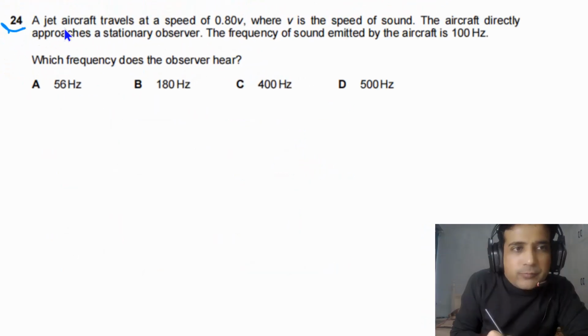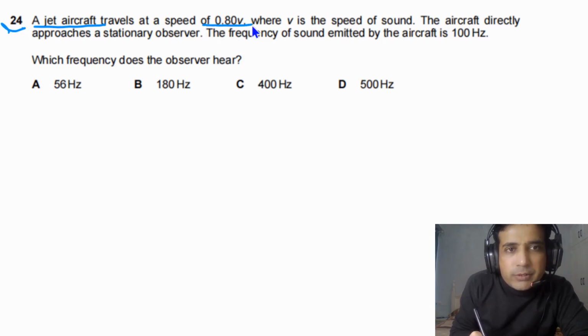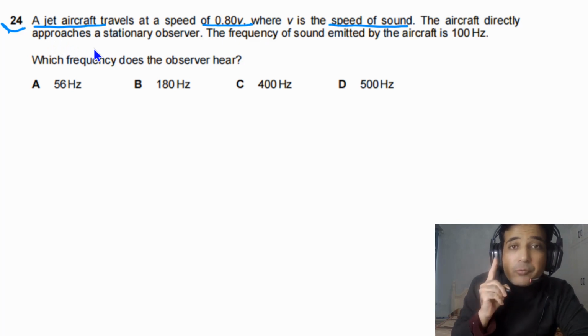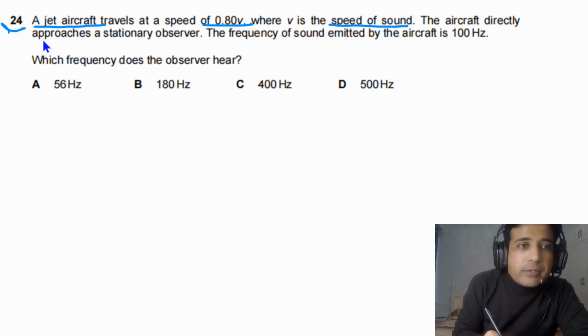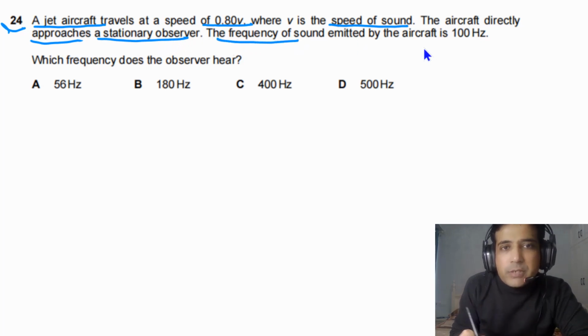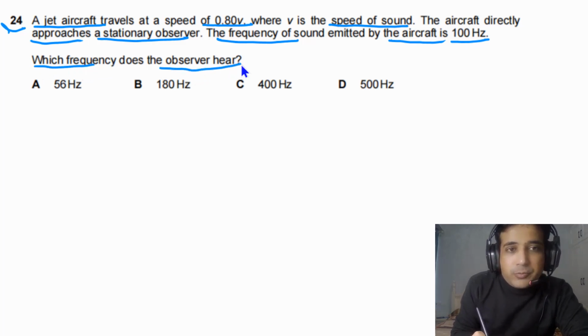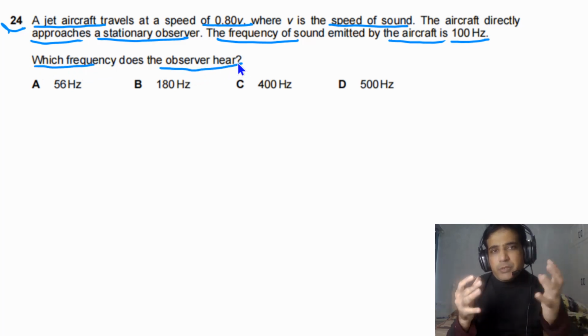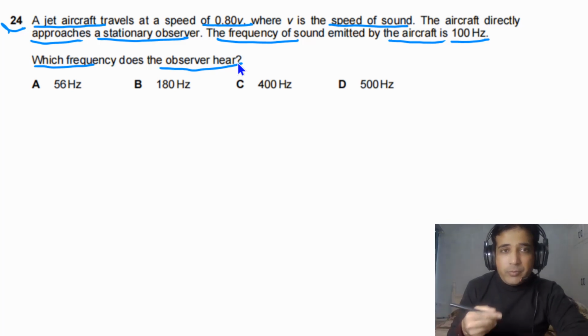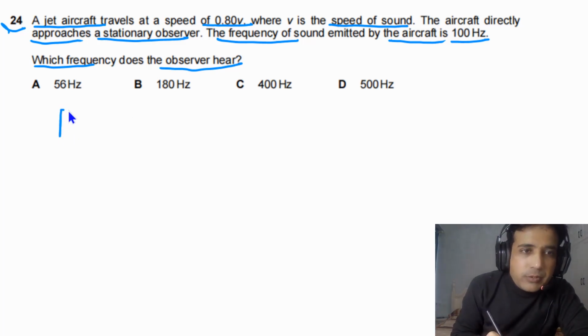For question number 24, it is given that a jet aircraft travels at a speed of 0.80 v, where v is the speed of sound. The aircraft, very important, directly approaches a stationary observer. The frequency of the sound emitted by the aircraft is 100 Hz. We need to find which frequency the observer hears. This is a typical question about the Doppler effect, so in this case we can also sketch.